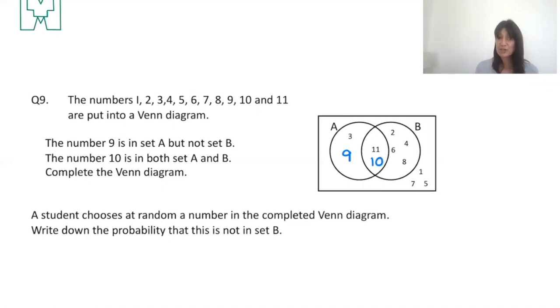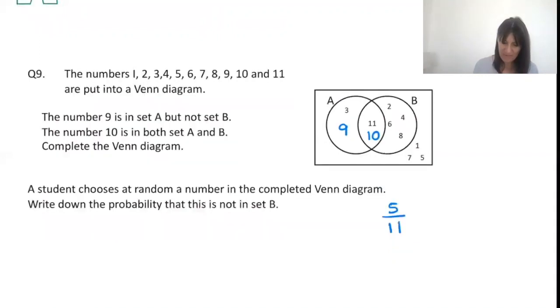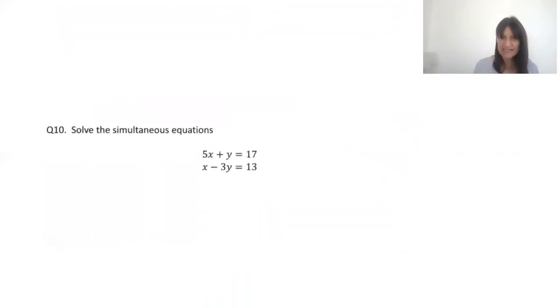Then a student chooses at random a number in the completed diagram. Write down the probability that this is not in set B. Not in set B means everything but there. So we've got 1, 2, 3, 4, 5 out of a total 11. All right, so hopefully that went well. Oh, we've got another simultaneous equation. Perfect. Hit pause, press play when you're ready.